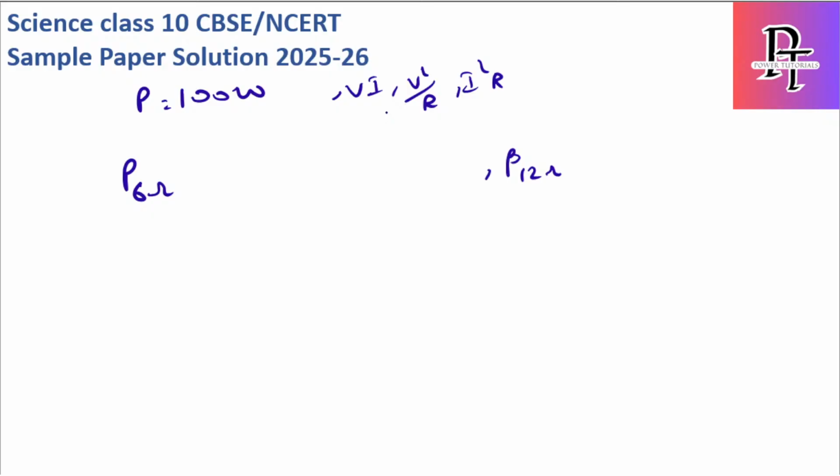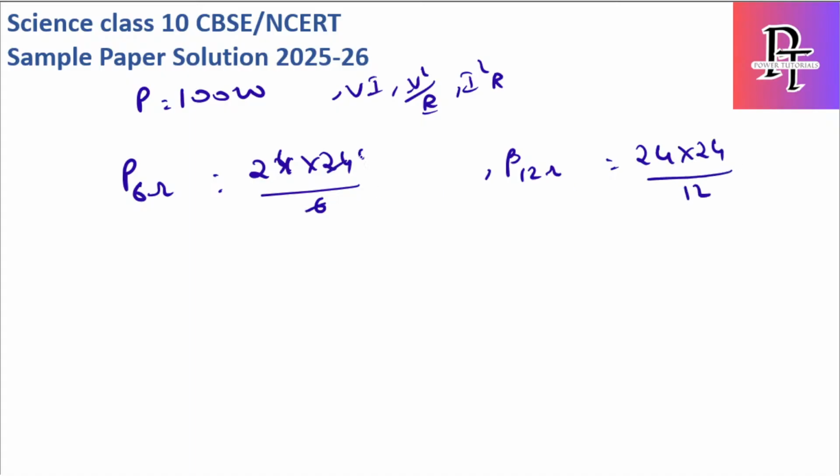The power formulas we have are V into I, V square by R, and I square R. Which can we use? We don't have the current, but we have voltage and resistance. So I'll use the second formula, V square by R. For the 6 ohm resistor it is 24 into 24 by 6, and for the other it is 24 into 24 by 12. So 6 4s are 24 and 12 2s are 24. So 24 4s are 96 watt, and this is 48 watt.